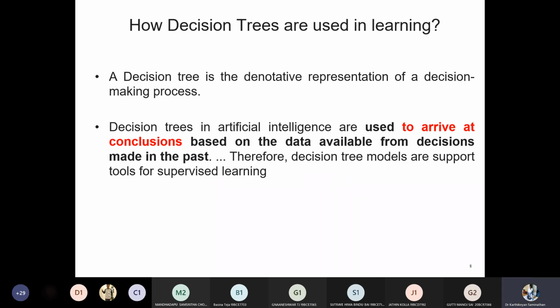How are decision trees used in learning? Decision trees are generally used in AI and ML to reach conclusions based on available data from decisions made in the past. Our objective is to get the final outcome, and we get this outcome from the past data. With that we can make decisions. That is what a decision tree is all about.